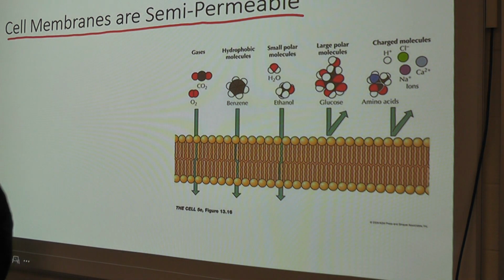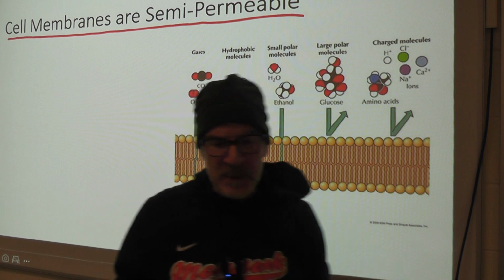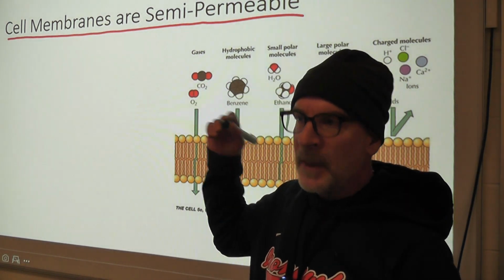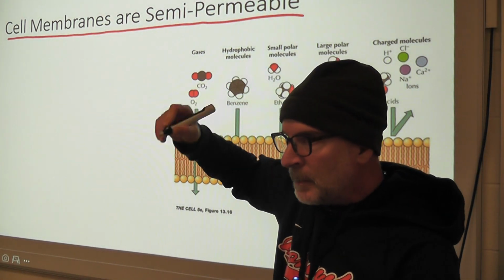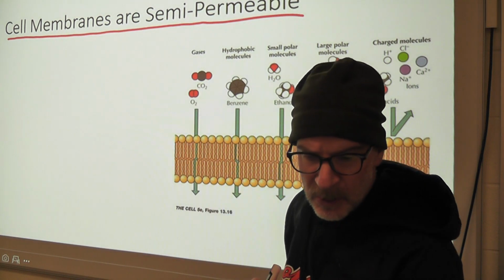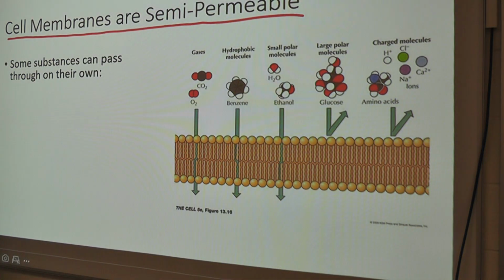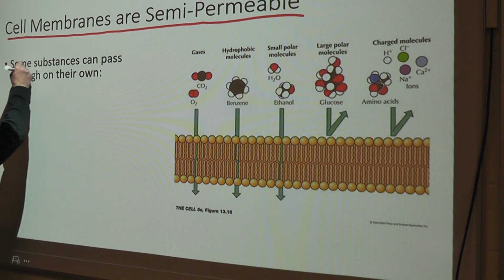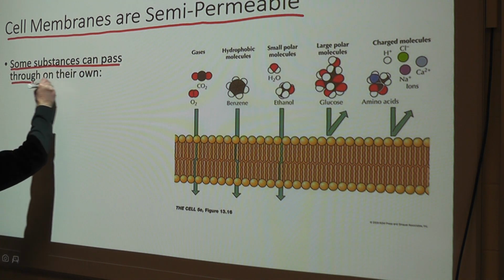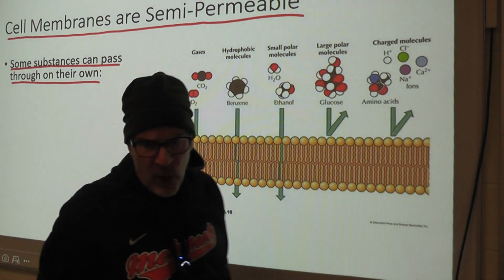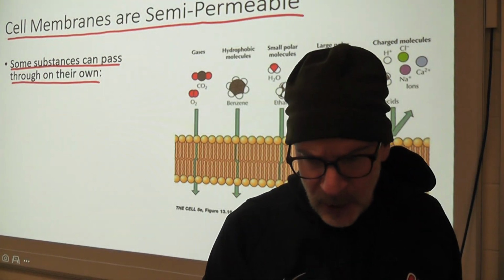And when it comes to cell membranes, they have some real specific things that they can keep in and out, or that they let pass through. So there are some things that can move through a cell membrane like it's not even there. And these things, in general, fall into a couple of different categories.